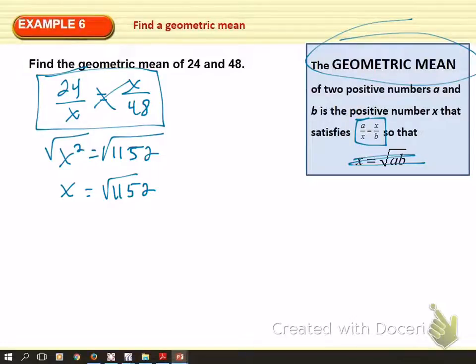Now, I have a method that I think makes sense, and I'm going to show that to you right now. If you have a method of reducing radicals that gets you to where you need to be and you like it better, then use it. It's fine. But here's what I do.